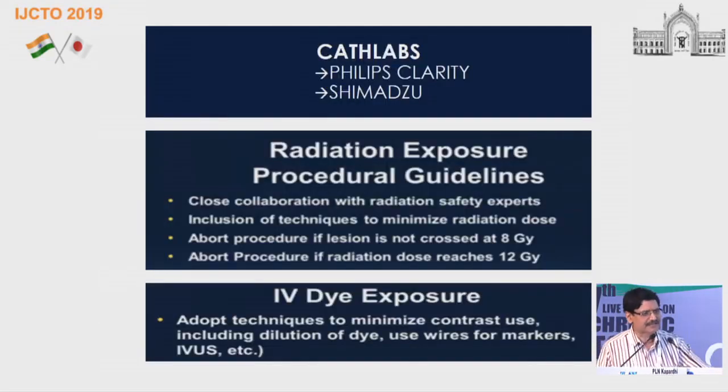And regarding the cath labs, some of the cath labs are associated with 50% less radiation, especially Philips, Claret, and Shimadzu. These should be owned because radiation safety is also important. And the radiation exposure procedure guidelines we have to follow, especially close collaboration with radiation safety experts, wearing the radiation badges and reviewing the radiation dose for the interventional cardiologist.